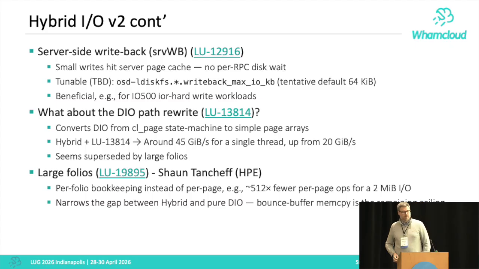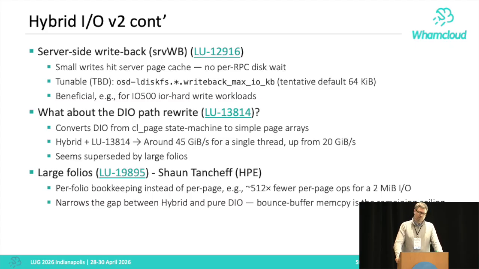And so if you remember, 2 years ago Patrick talked about the direct I/O path rewrite, and parts of that have happened in the past year. Basically this converts the CL page state machines to simple page arrays. Some early experiments showed that direct I/O there increased to about 100 gigabytes per second per thread, right? Which is pretty high. And so for hybrid I/O, that means that the 20 gigabytes that we see back then would just go up a bunch, right, to 45 gigabytes a second.